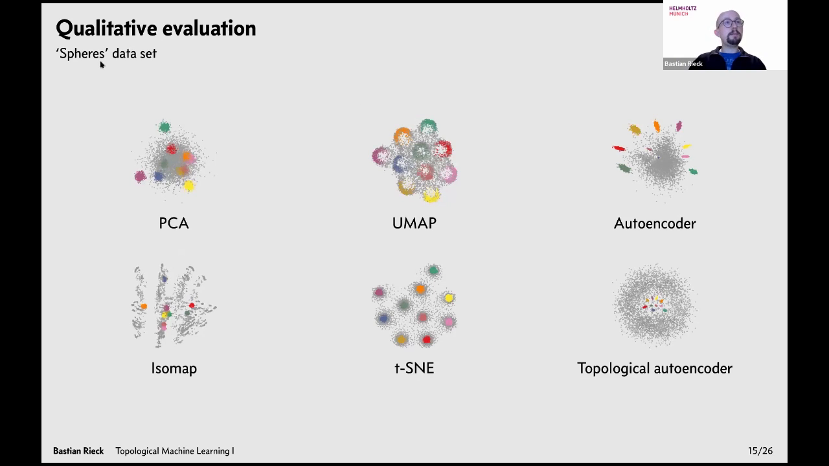So this is the same data set that I showed you in the beginning. Recall that this is based on taking a large sphere and putting some smaller spheres into that. We can embed this using a multitude of algorithms: PCA, UMAP, ISOMAP, t-SNE, the original autoencoder. We can visualize all the two-dimensional embeddings. You can see that every one of those methods has a different way of looking at things, a different way of emphasizing certain structures in the data. And the topological autoencoder is the only one that manages to put the spheres nicely together. So that's the qualitative evaluation part.